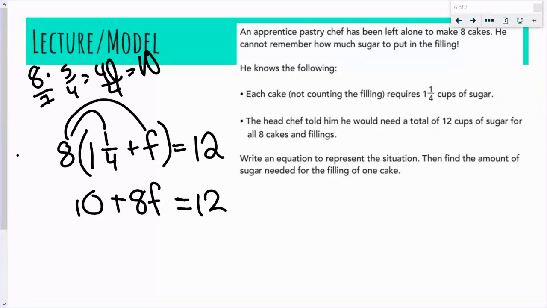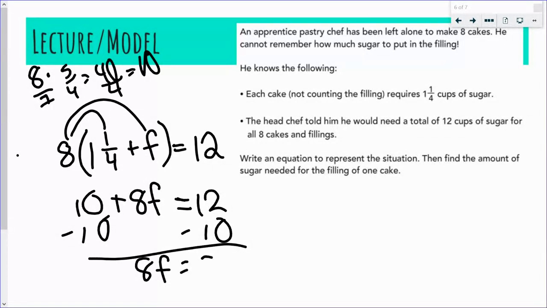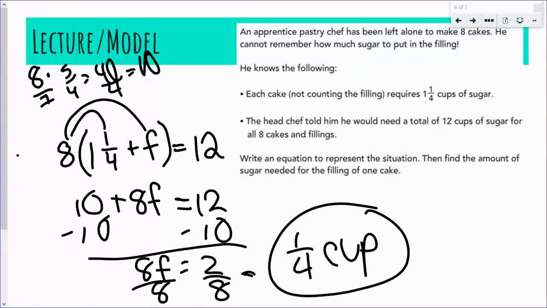Okay, so 8 times 1 1/4 would be 10, 8 times F would be 8F, that all equals 12. Subtract 10 from both sides, 8F equals 2. Divide both sides by 8. 2 eighths is the same as 1/4 cup. So each filling takes a 1/4 cup of sugar.